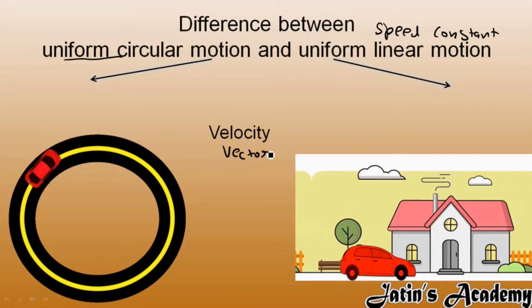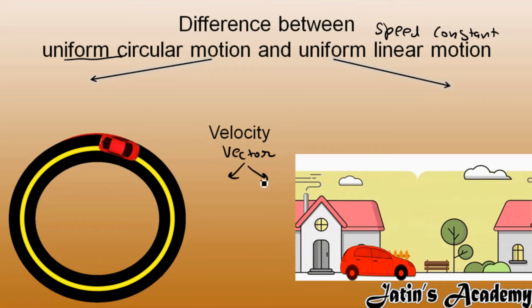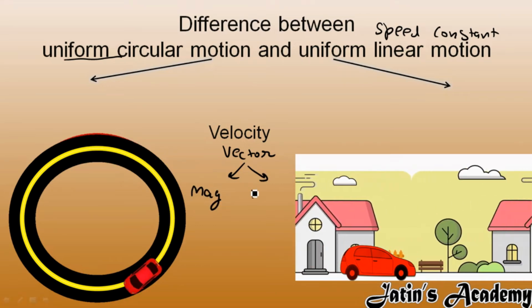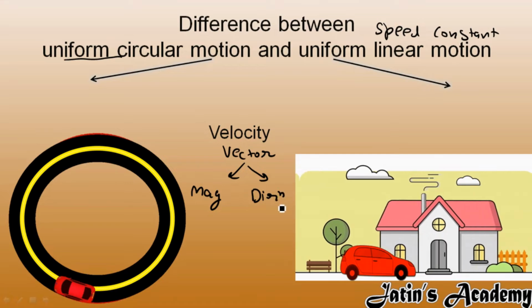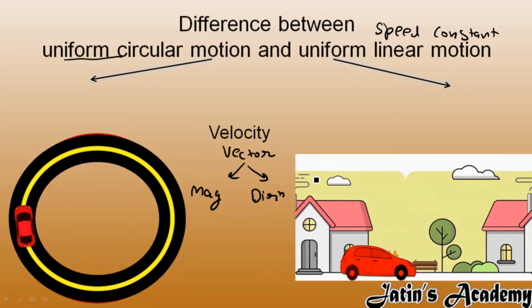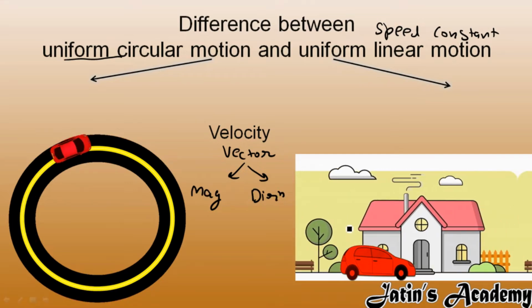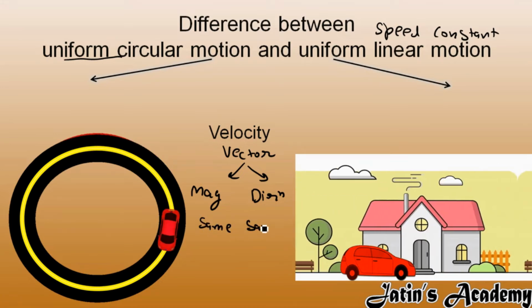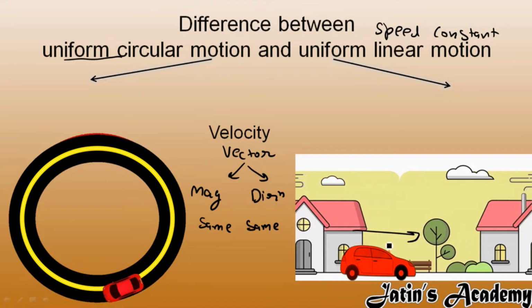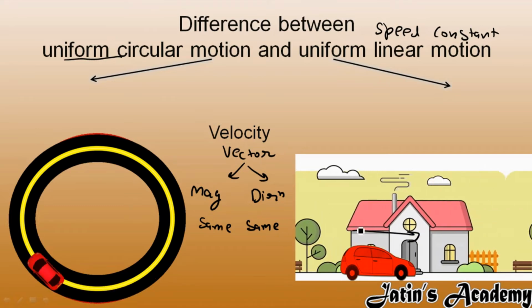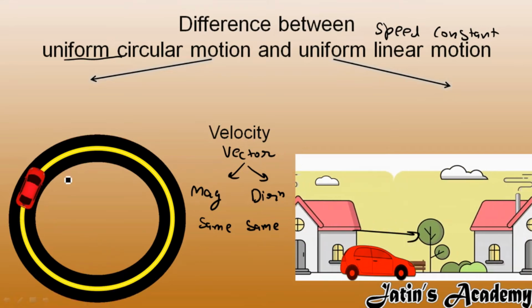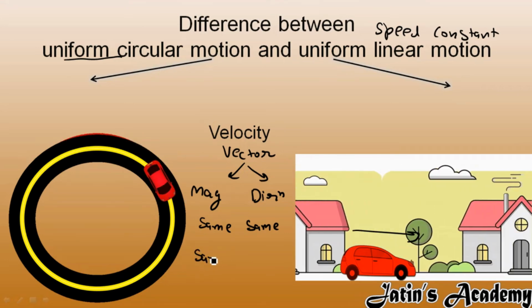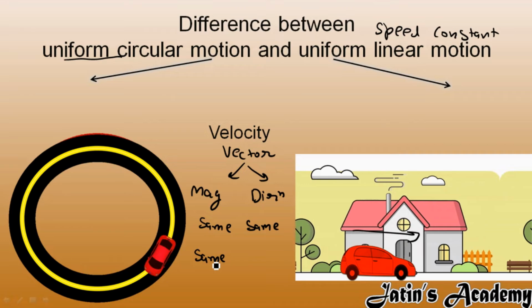What is the meaning of vector? Vector means it depends upon both magnitude as well as direction. So here in a uniform linear motion, magnitude is same and direction is also same. It is moving in the same direction here. So magnitude is same, direction is same. But in uniform circular motion, magnitude is same. Why? Because it is a uniform circular motion.